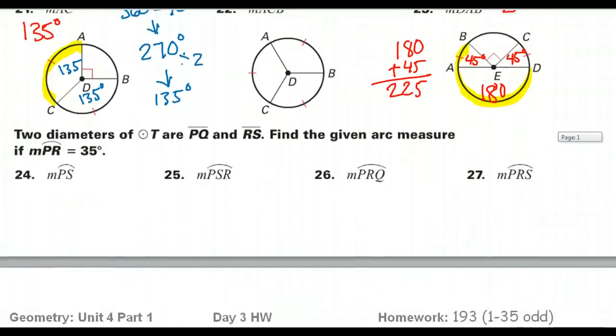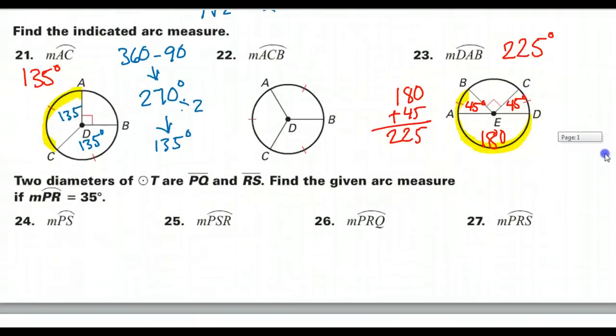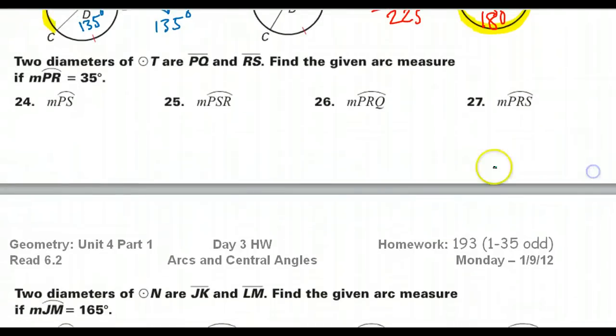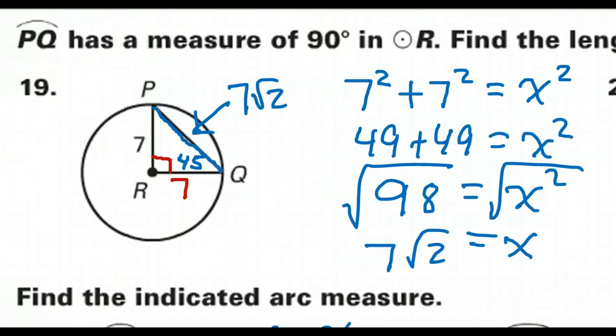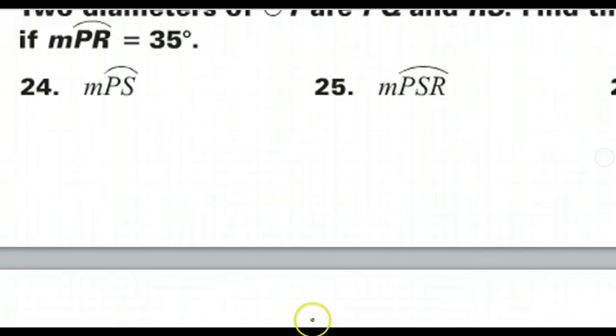All right, good for us. Man, how many of these do we have to do? All right, 30, going up to 35. So what's next? Number 25. Two diameters of circle T are PQ and RS. Find the given arc measures. Man, they're going to make us draw our own picture. That seems just wrong somehow. But let me zoom in. All right, they're making us draw our own pictures.